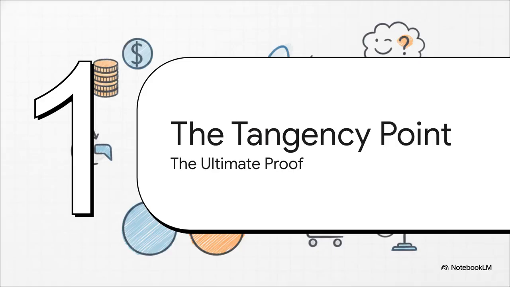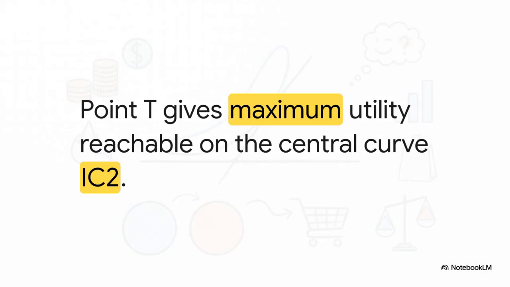Section 5, the tangency point winner, the ultimate proof. This brings us to the grand reveal, the exact coordinate where human desire perfectly meets market constraints. Behold, tangency point T. We isolate point T right there on the central curve, IC2. Notice how the indifference curve IC2 comes down and just barely kisses the budget line KL. It doesn't cross it like IC1 did at points A and B. It just touches it. This is the absolute maximum utility the consumer can reach without breaking their budget constraint.